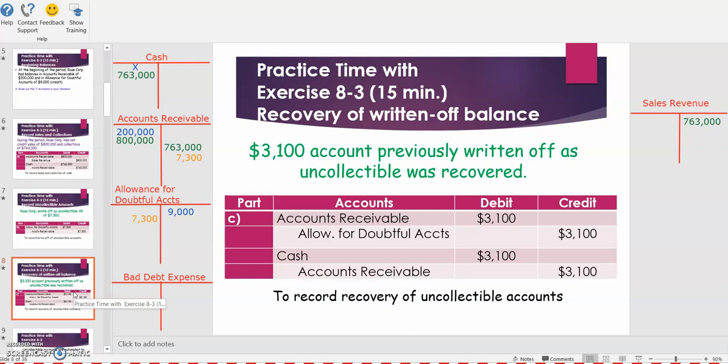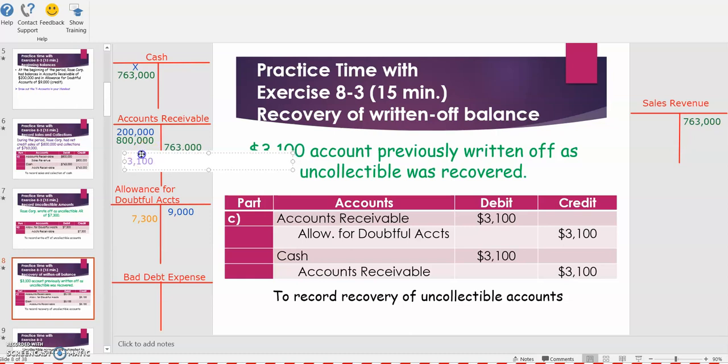Next, we find out from our customer, or a different customer, that an account that was previously written off as uncollectible was now recovered. So now we suddenly are going to be able to receive cash for an account that was written off. So this journal entry has two parts. The first part, we need to go ahead and include our accounts receivable balance back into our accounting records. Okay, so we need to include this amount back into our accounting records by recording a debit to accounts receivable.